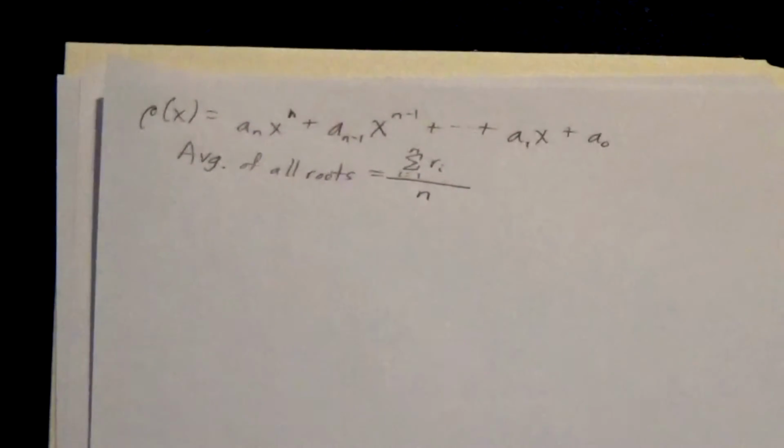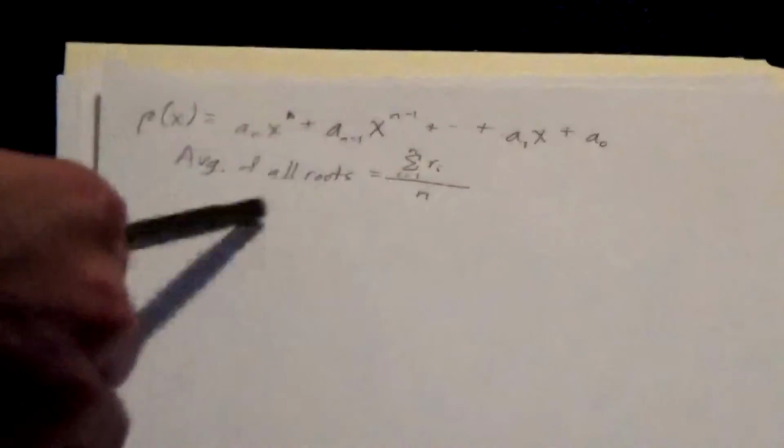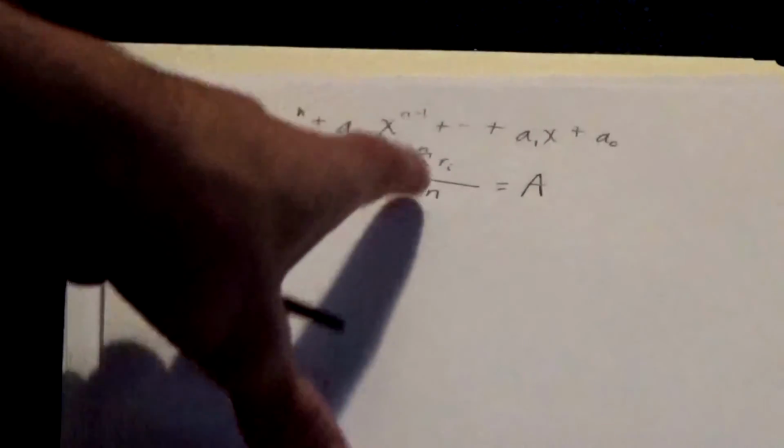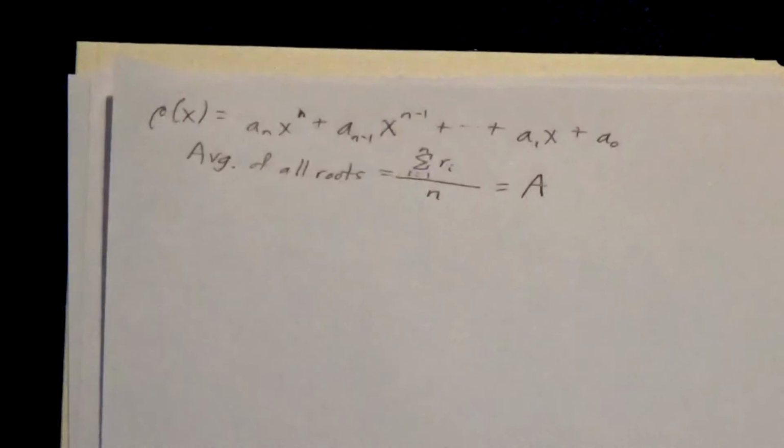And so, keep that in mind, because I'm going to store this as a variable. Just remember this formula right here. That's the only important thing. We're taking the sum of all the roots up to n, dividing by n.